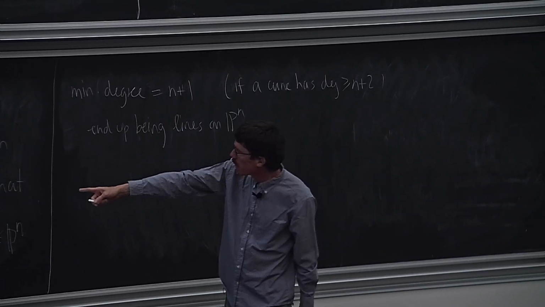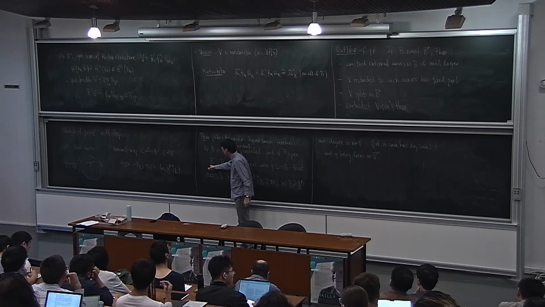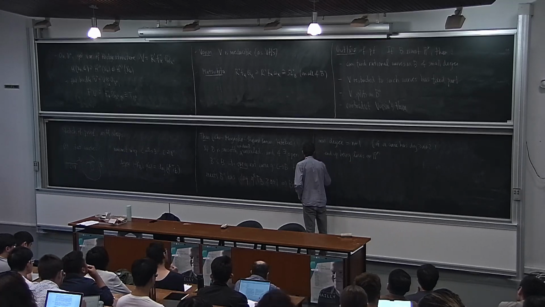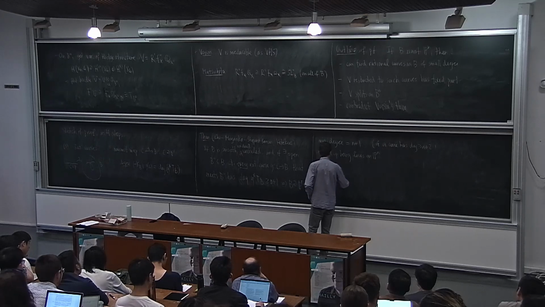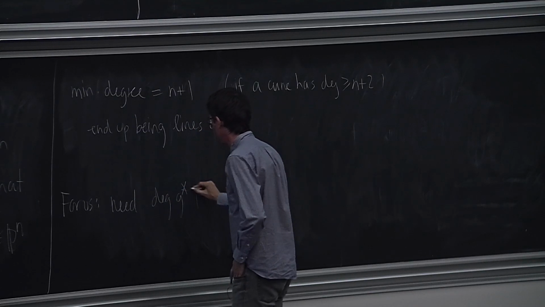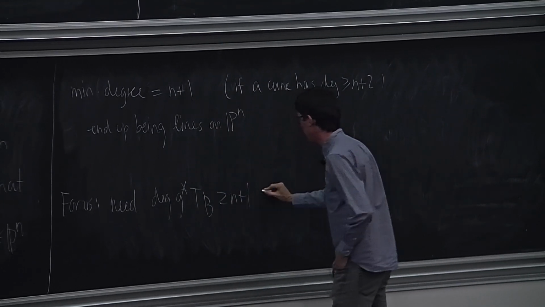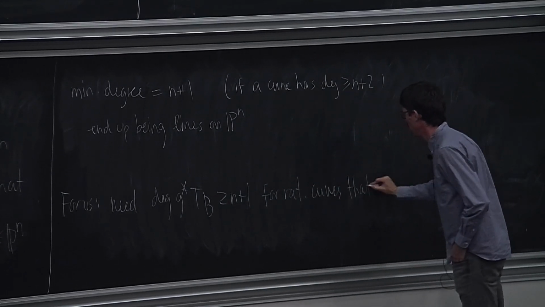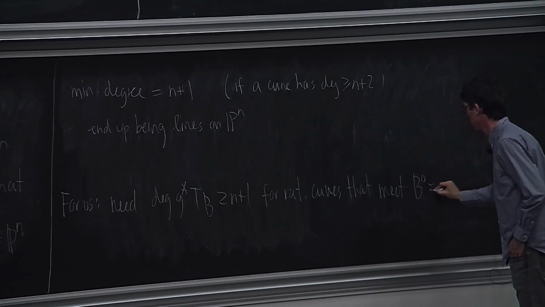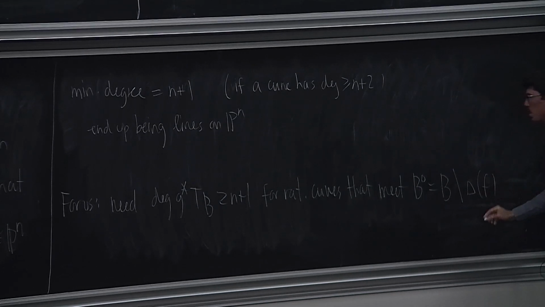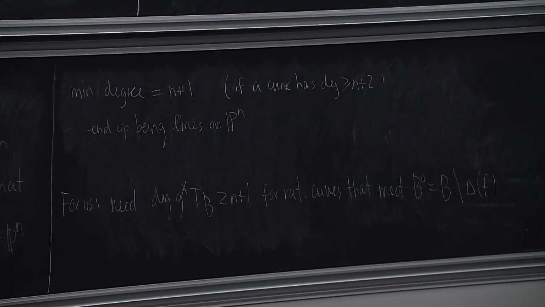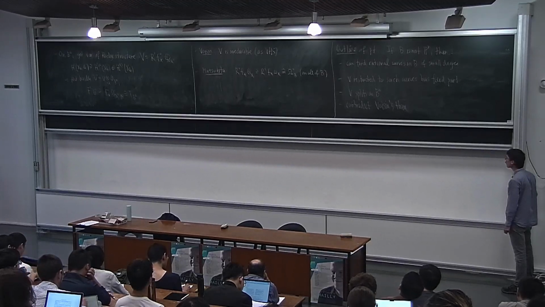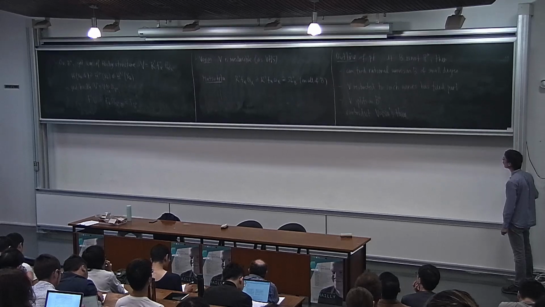In our particular setting, as indicated by the notation, the open set will be the smooth locus of the Lagrangian fibration. So what we need to show is that the degree of the tangent bundle is at least n+1 for rational curves that meet B0. That's the situation that we get into. Should be the other way around here.